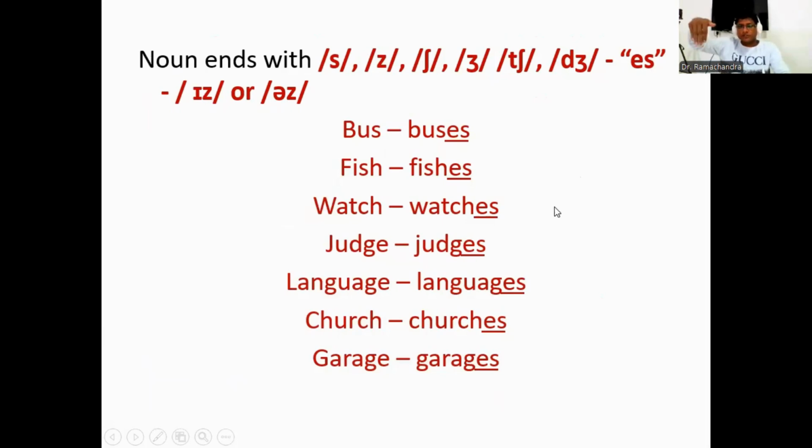Fish, fishes. Watch, watches. Judge, judges. Language, languages. Church, churches. Garage, garages, with is.